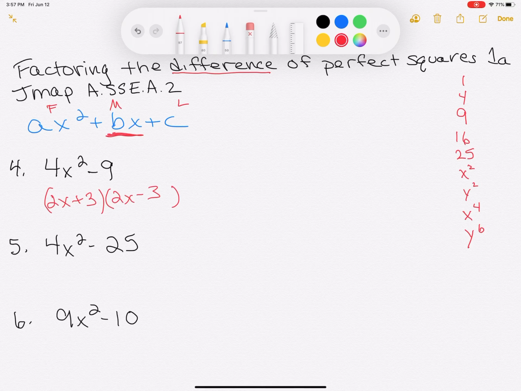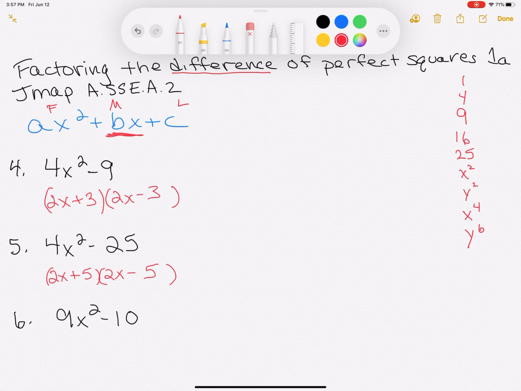It's greater than 1, so we cannot use the easy diamond. But because these are two terms, minus sign in between, they're both perfect squares, we're going to use just the difference of perfect squares strategy. Square root of 4x squared to get the 2x again. Square root of 25 is 5. And again, these are conjugates of each other.